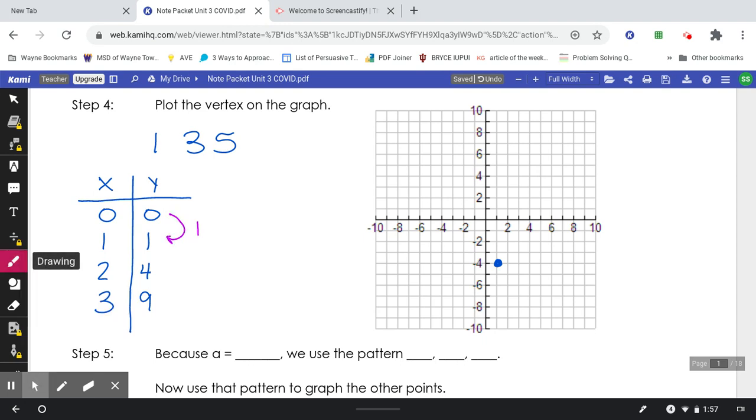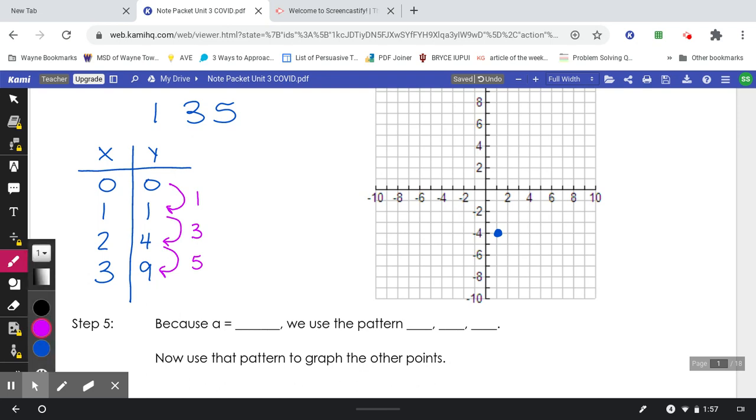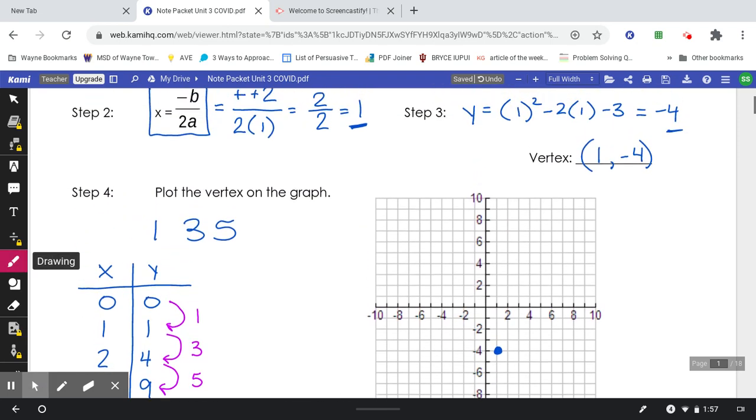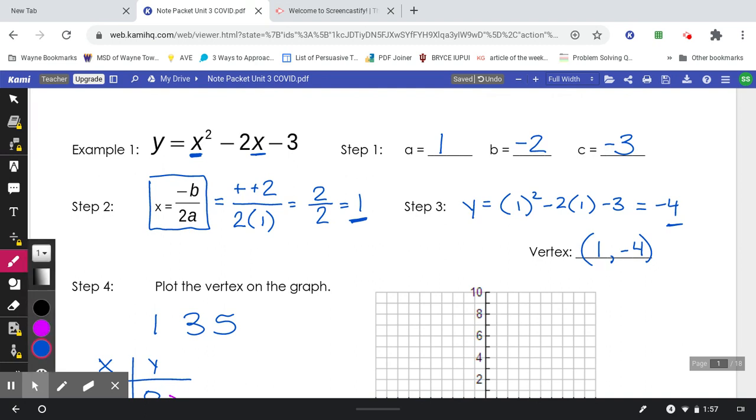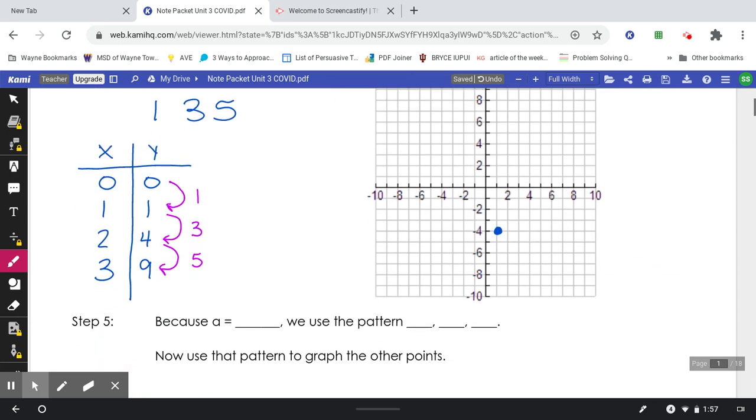I want you to notice the pattern that's happening right here. That is a 1. From 0 to 1 is 1. How far is it from 1 to 4? Well, that's 3. And how far is it from 4 to 9? That's 5. And that's where our 1-3-5 pattern comes from. You're taking x and you're squaring it because squaring is what we're working on in this unit. So my a value, what I got from the very beginning, my very first step up here, that's what I'm going to use. A equals 1. So because a is 1, we use the pattern 1-3-5. If a was something other than 1, we're just going to multiply our pattern by that number.